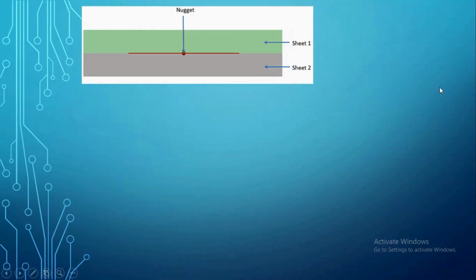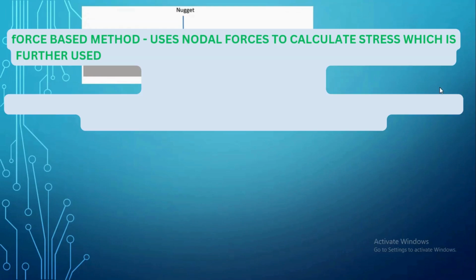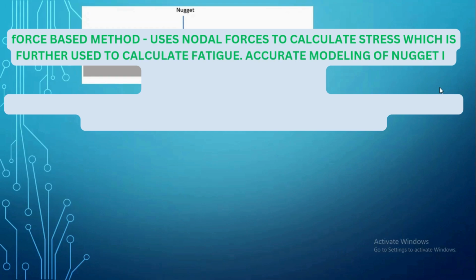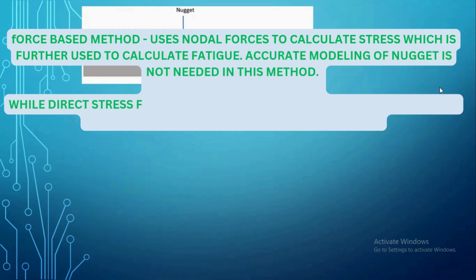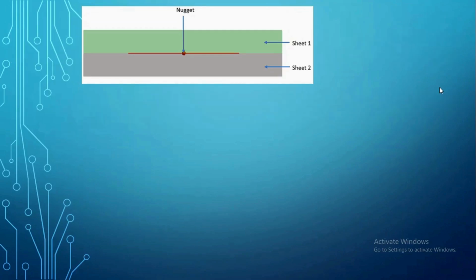For calculating fatigue, we are using the force-based method. There are two methods to calculate fatigue in spot weld: the stress-based method, and second, the force-based method. The force-based method is convenient and easy to use. We don't want to go too much into the modeling details of the nugget of this spot. That's why we are using the force-based method here.